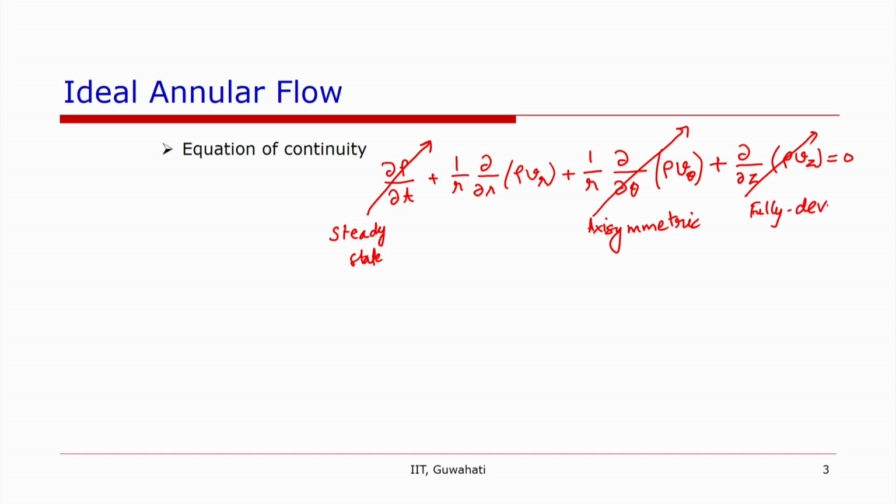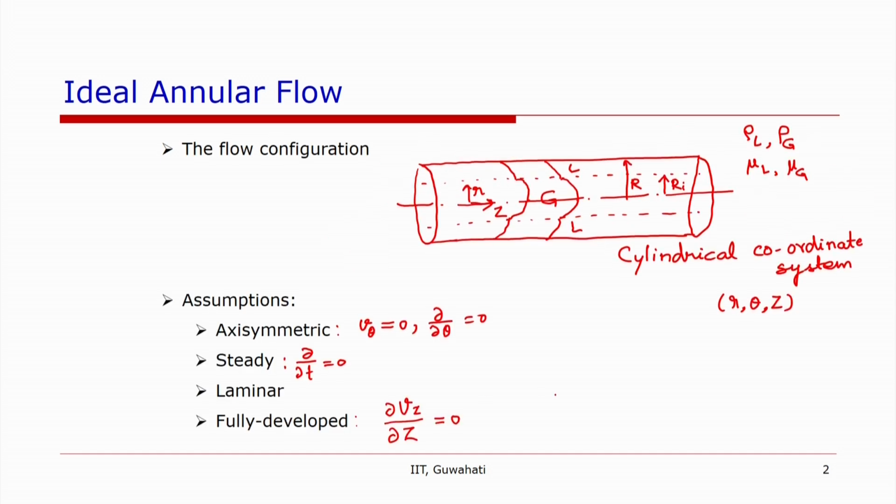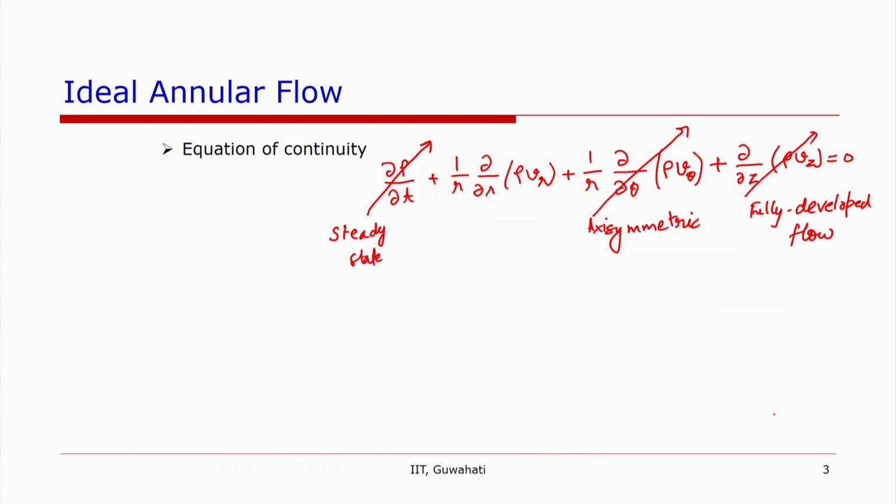The flow we consider in this case, the flow of both the phases is incompressible, so we can add the assumption of incompressible flow. So rho is constant in these cases, so that is why we can neglect this term.